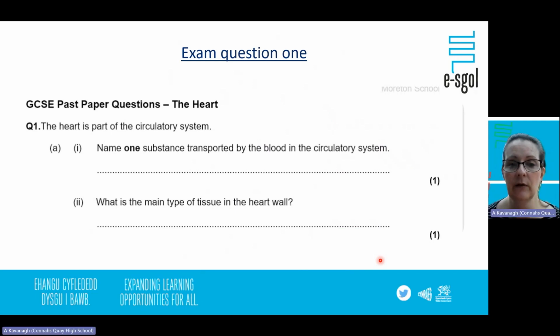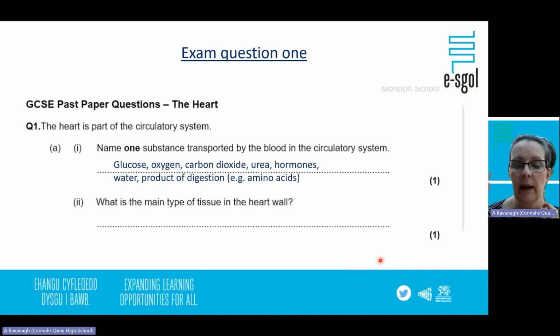So the heart is part of the circulatory system. Name one substance transported by blood in the circulatory system. So this is a 1 mark answer. One substance transported by the blood. And here we could have any one of these answers, whether it's glucose, oxygen, carbon dioxide, urea, hormones, water, or products of digestion. And then the second part question, what is the main type of tissue in the heart wall? And that is cardiac tissue.